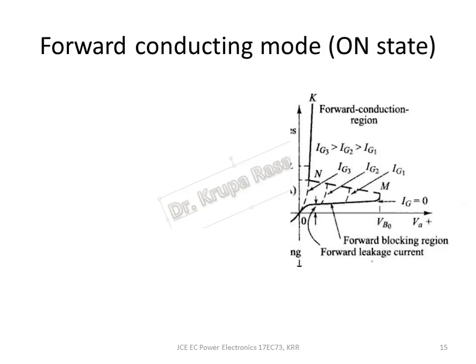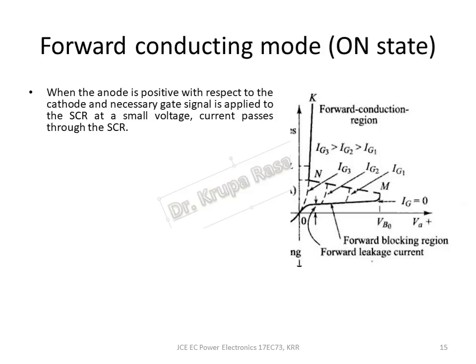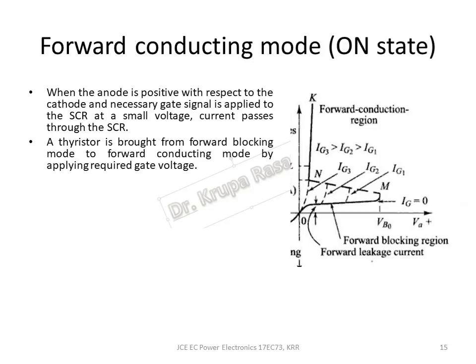In the forward conducting mode, that is the on state, you can see this dotted line, it has turned on, and this is the forward conducting region. So just briefly we'll go through. When the anode is positive with respect to the cathode and the necessary gate signal is applied to the SCR at a small voltage, current passes through the SCR. A thyristor is brought from forward blocking mode to forward conduction mode. So here it is blocking and suddenly it comes to conduction.